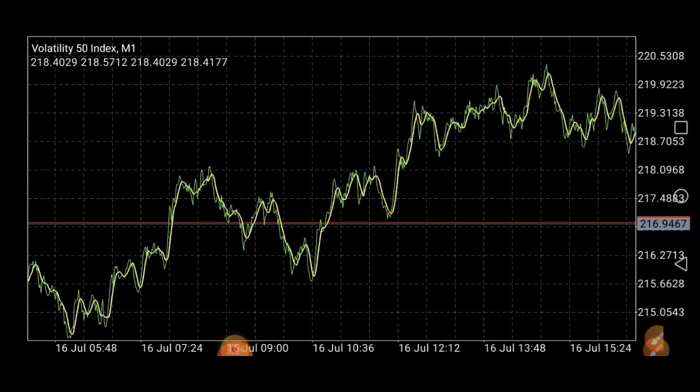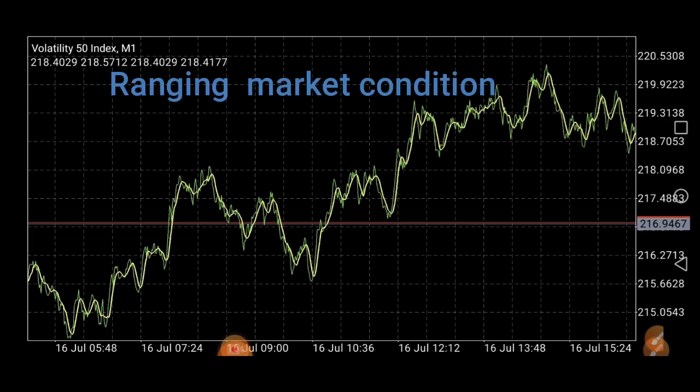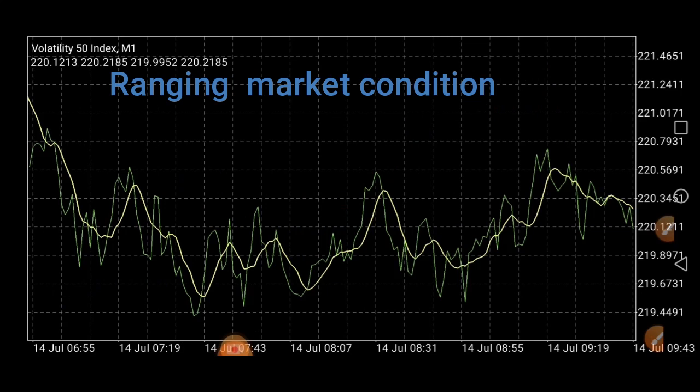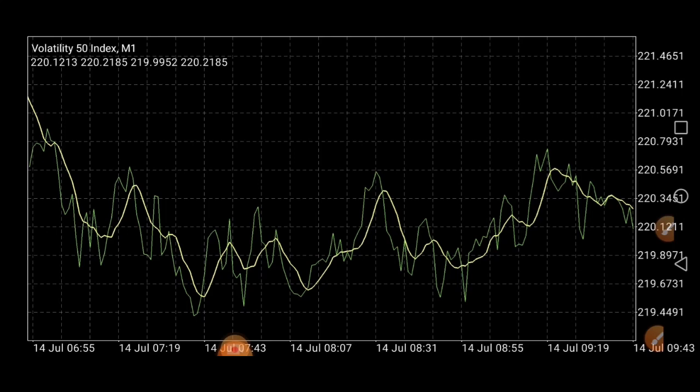Then the market condition you should avoid by all means is the ranging market condition. This is an example of a ranging market condition. It doesn't make any visible trend. Once you see this type of market condition, avoid opening any position. Just wait till the market starts trending, or look for an asset that is trending.